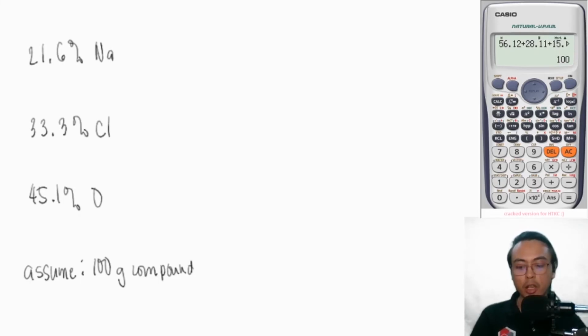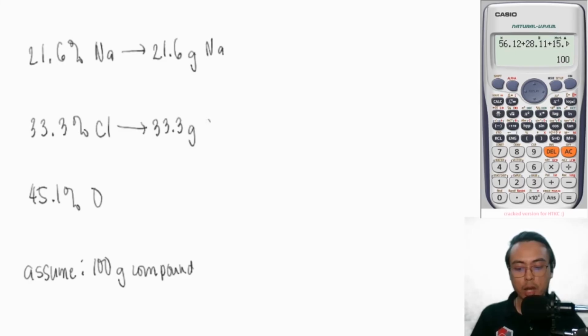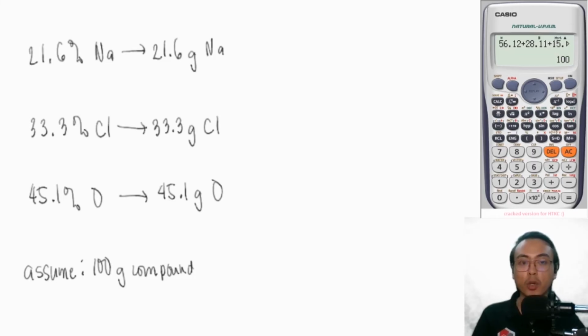If you multiply 100 by 21.6%, the answer is 21.6 grams. So it's not complicated to determine the mass of the elements if you assume that you have 100 grams of the compound. So in theory, you can assume any type of number in your initial assumptions. Let's say, for example, you want to assume that there's 42.67 grams of your compound. That's okay, but you would be adding another layer of calculations because you need to multiply 42.67 with 21.6%. In easy terms, by assuming 100 grams of the compound, that means that we have 21.6 grams of sodium, we have 33.3 grams of chlorine, and we also have 45.1 grams of oxygen. Okay, that's the beauty of assuming 100 grams.